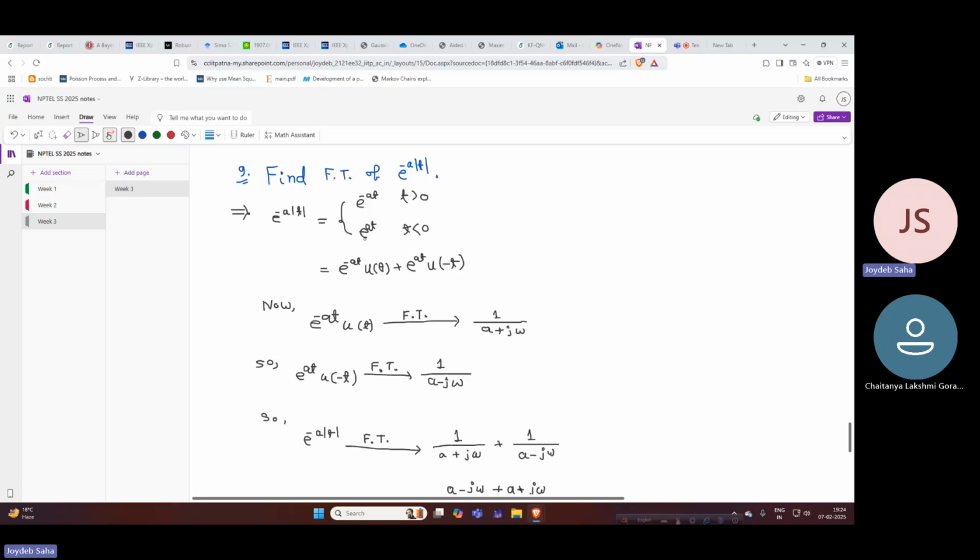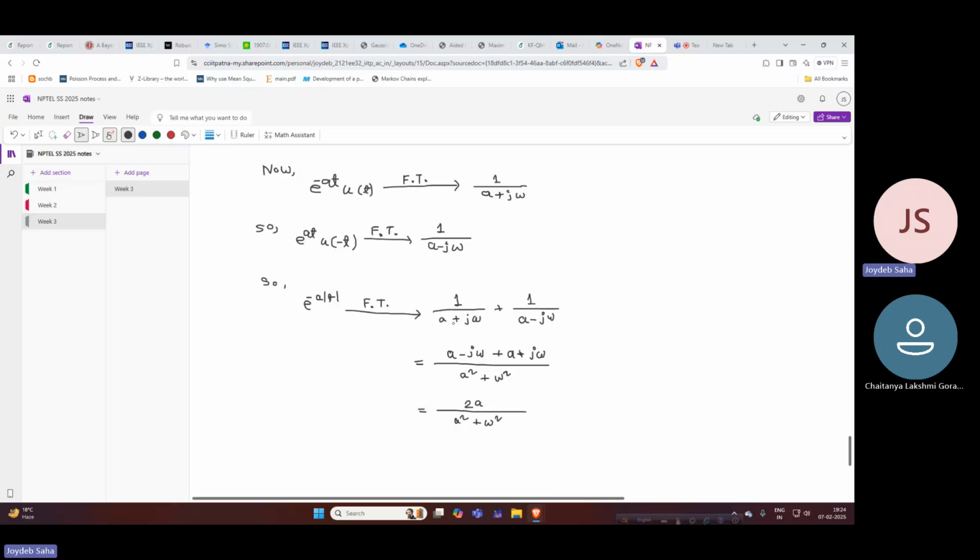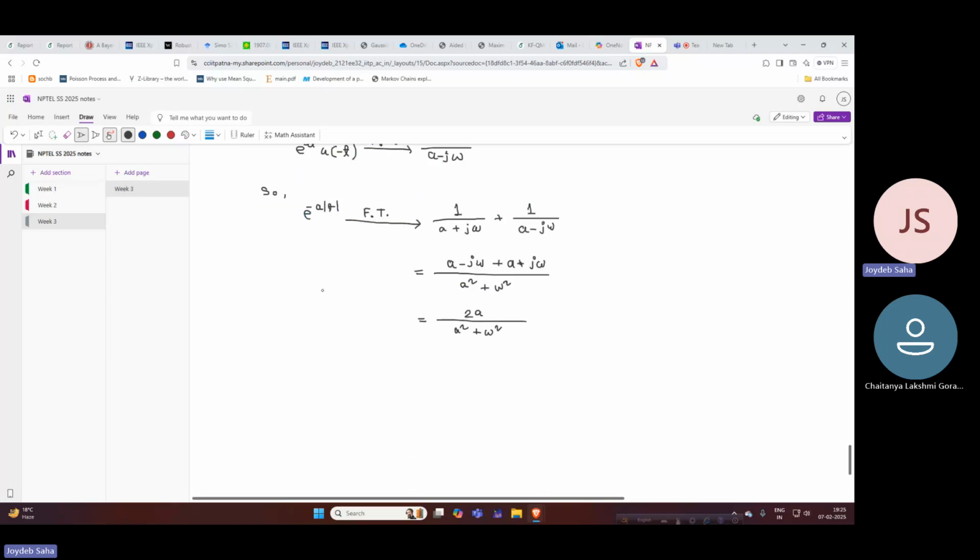And e to the power minus a t u of t plus e to the power a t u of minus t is nothing but e to the power minus a mod t, sorry. And if we calculate 1 upon a plus j omega plus 1 upon a minus j omega, we will get a minus j omega plus a plus j omega upon a square plus omega square, which is equal to 2a by a square plus omega square. Simple. Okay. Now we will move to question 10.